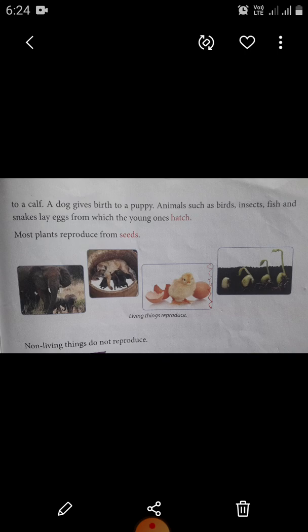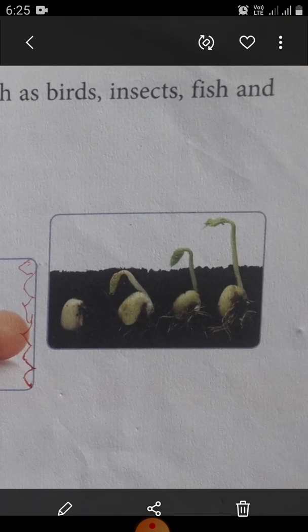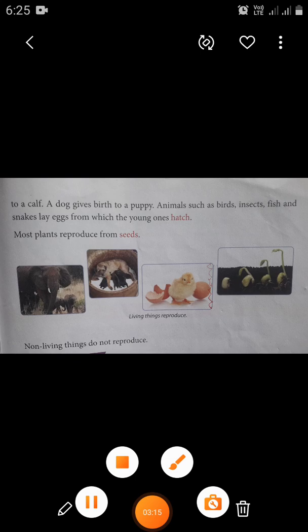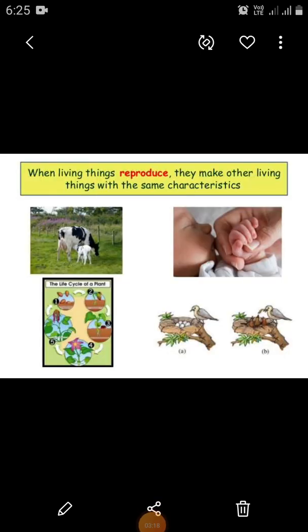Animals such as birds, insects, fish, and snakes lay eggs from which the young ones hatch. Living things can reproduce or produce new organisms of the same type. Most plants reproduce from seeds. See, students, most plants reproduce from seeds. Non-living things do not reproduce. When living things reproduce, they make other living things with the same characteristics.